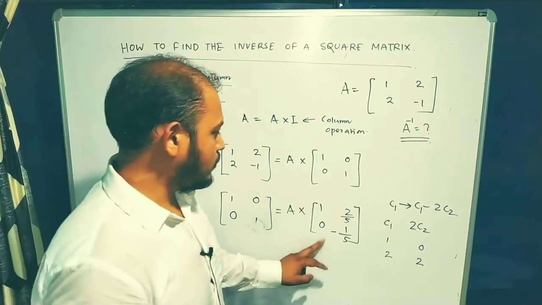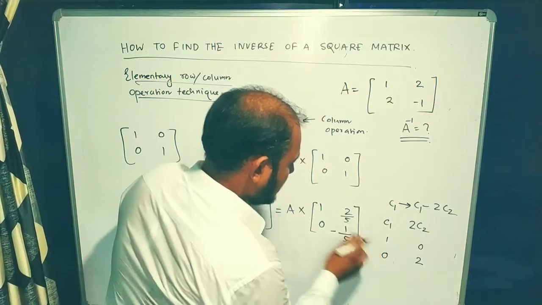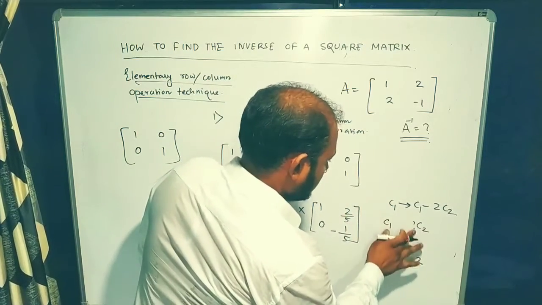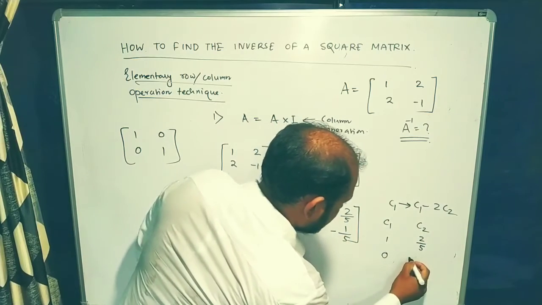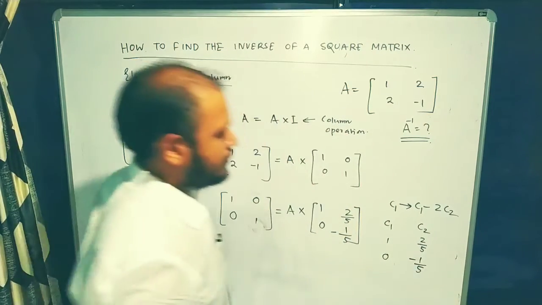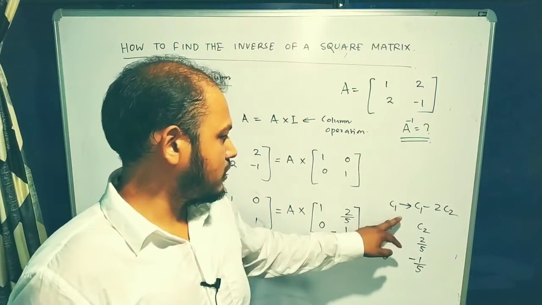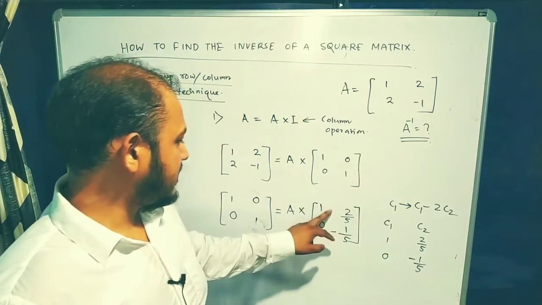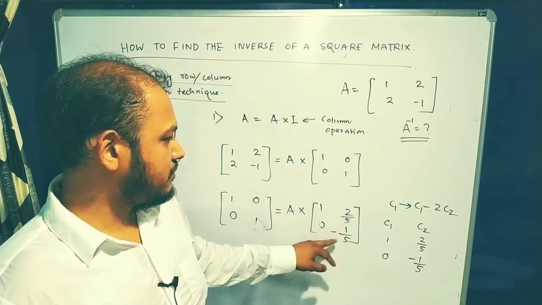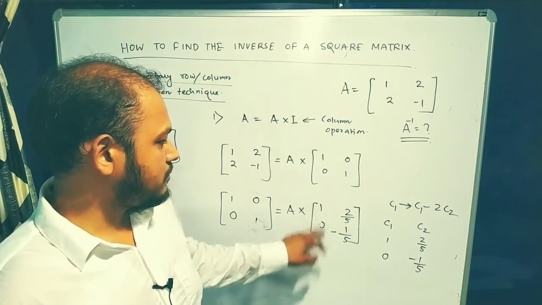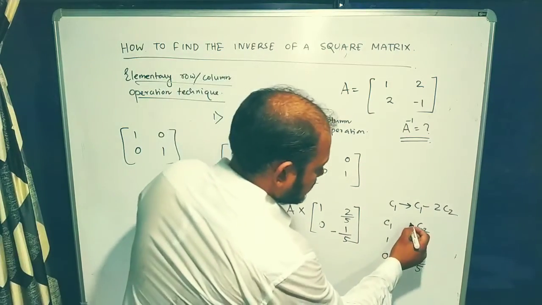In this part we have C1 as 1 0 and C2 has 2 by 5 and minus 1 by 5, right? Now in the second column we have to change it, because the first column is getting changed, right? Here the first column is getting changed, second column remains same. So what can we do on the first column? C1 minus 2 C2. So I have to multiply it with the 2 here.